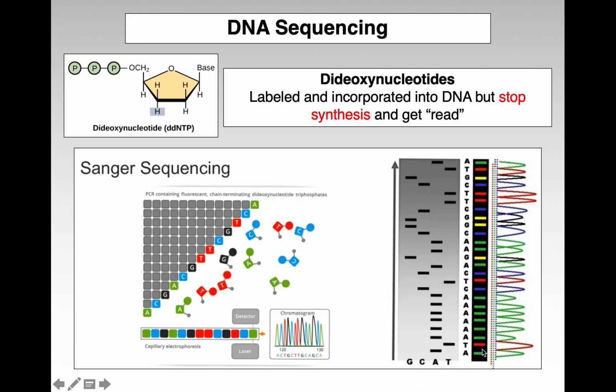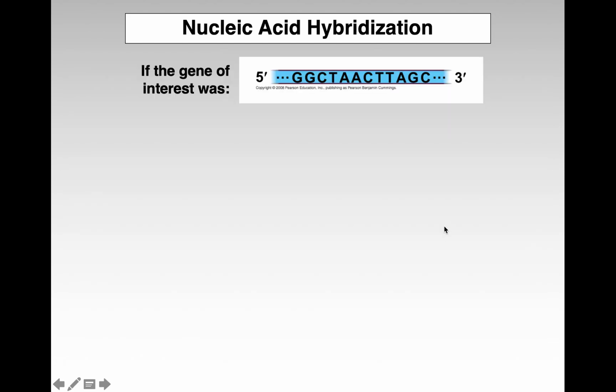So the shortest is A, meaning that's the beginning. The second one is AT. Then we have ATA, etc. So you're always reading sequencing gels from the bottom up.